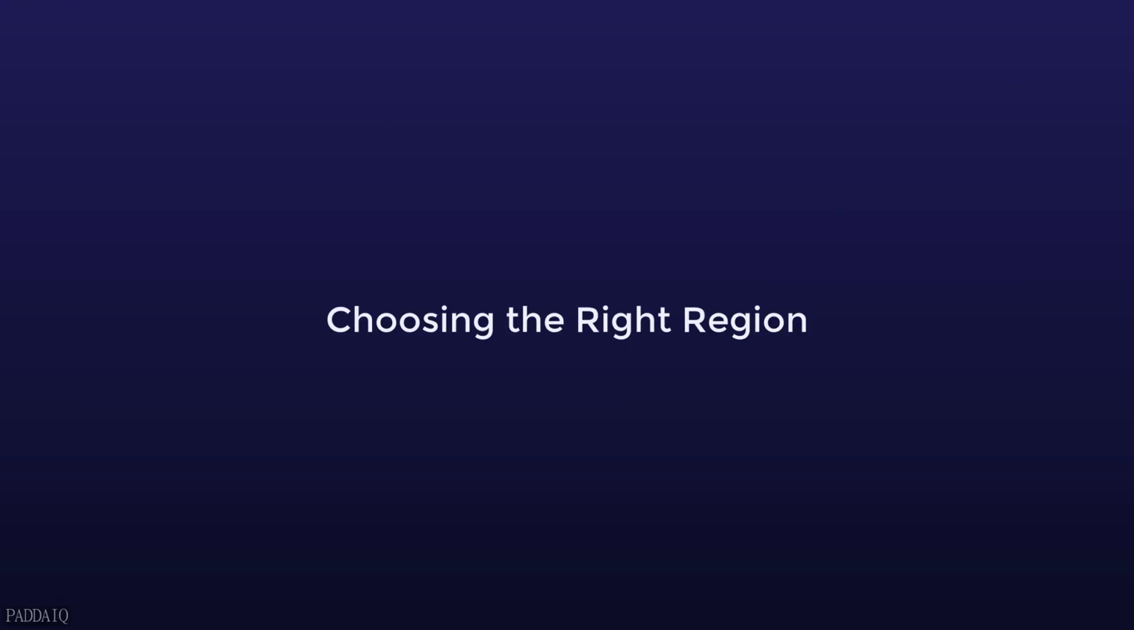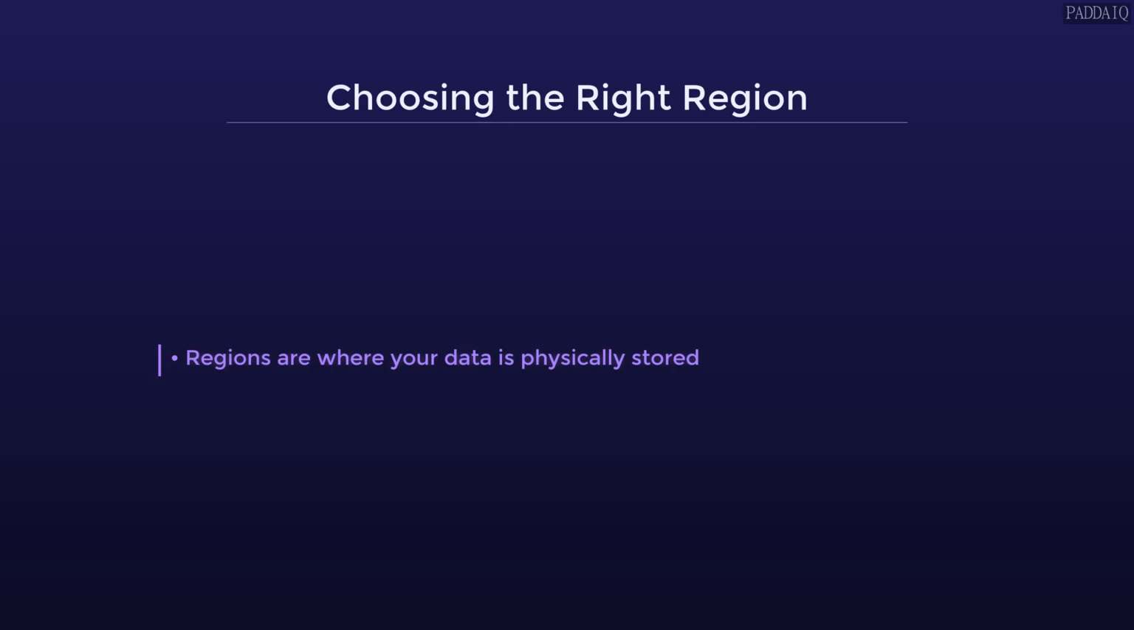Selecting the optimal region for your deployment. Regions are where your data is physically stored. This means your business information resides in actual data centers located in specific geographic areas. For instance, choosing Europe, Frankfurt region keeps all customer records within German data centers. This physical location directly impacts your data compliance and latency requirements.